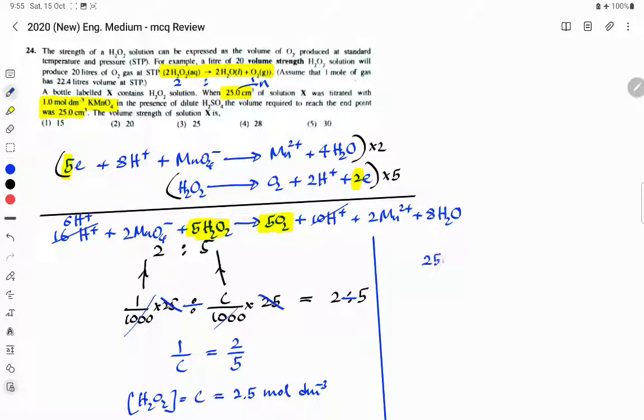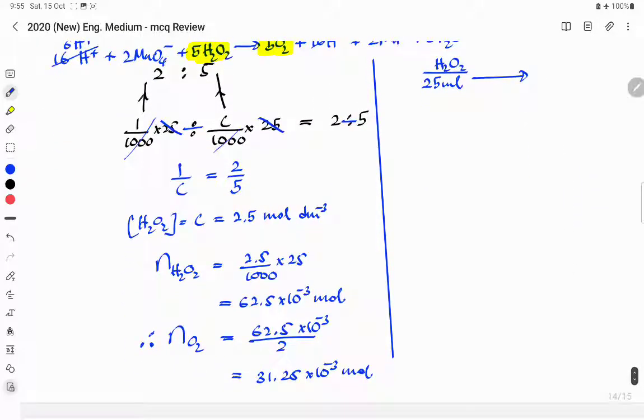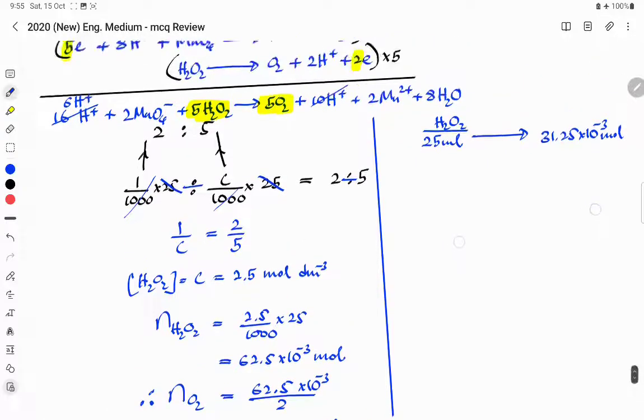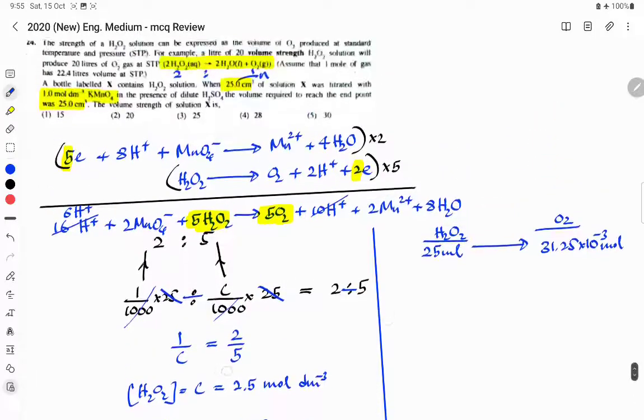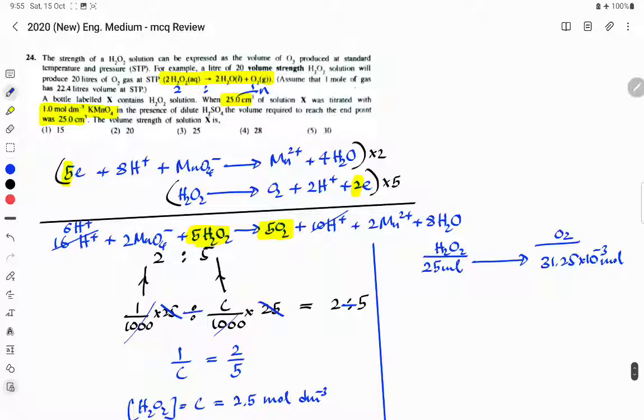Now 25 milliliter of H2O2 gives this amount, 31.25 into 10 to the power minus 3 moles of oxygen. So this is the relationship. Now the volume strength of solution X should be calculated for 1 decimeter cube.